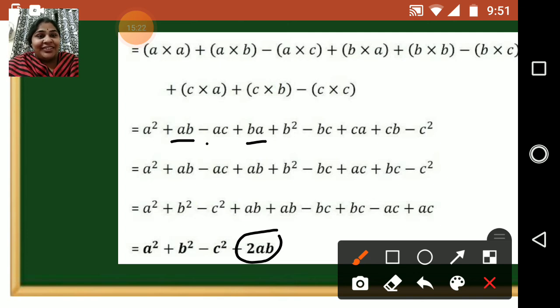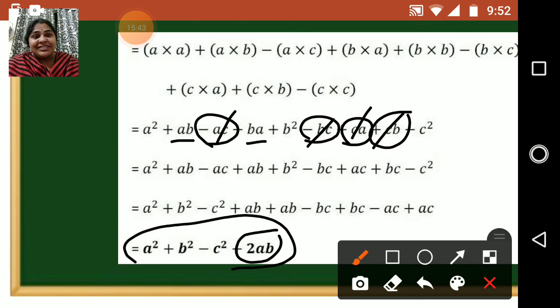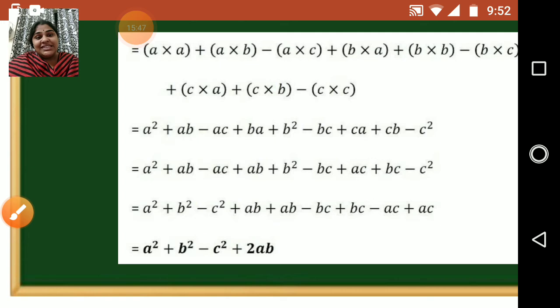Next one, negative ac and positive ac get cancelled. Next one, negative bc and positive bc, cb and bc are the same, children, so it gets cancelled. So what is left over is only these terms, that is a square plus b square minus c square plus 2ab. So this is the answer.